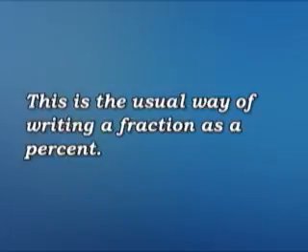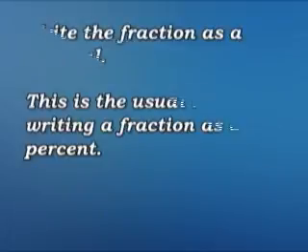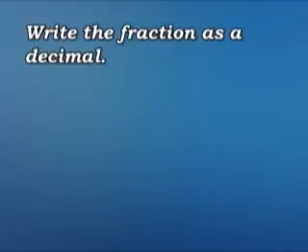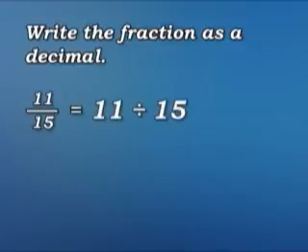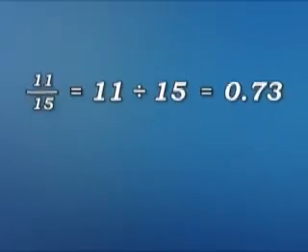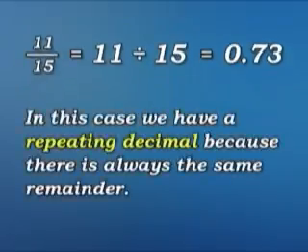This is the usual way of writing a fraction as a percent. We write the fraction as a decimal. For example, 11 over 15 is the same as 11 divided by 15, which is the same as 0.73. In this case, we have a repeating decimal because there's always the same remainder. Look, 11 divided by 15 looks like this.